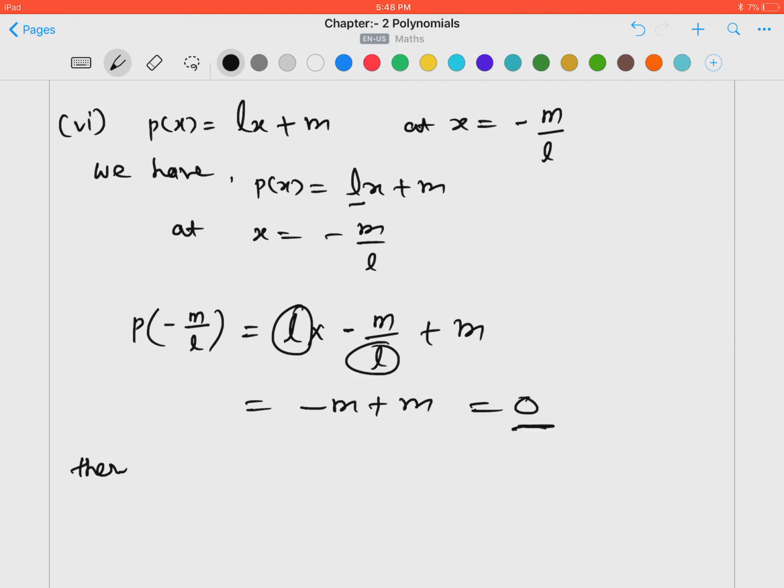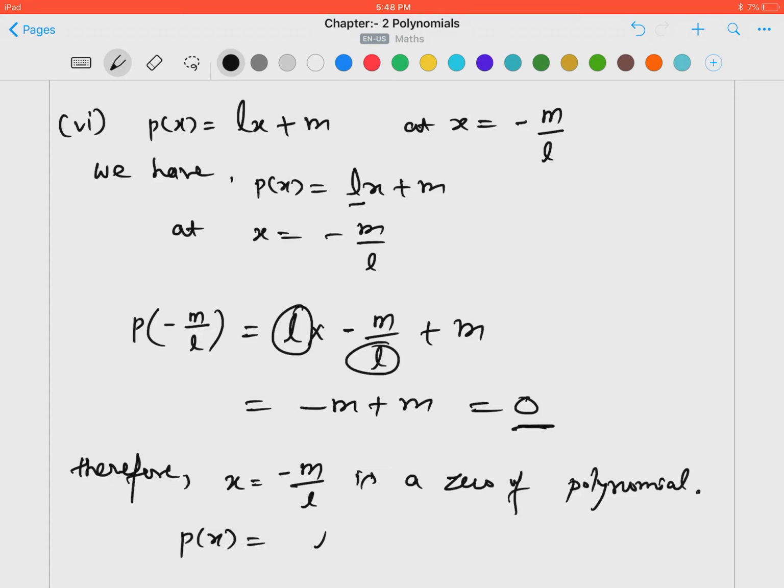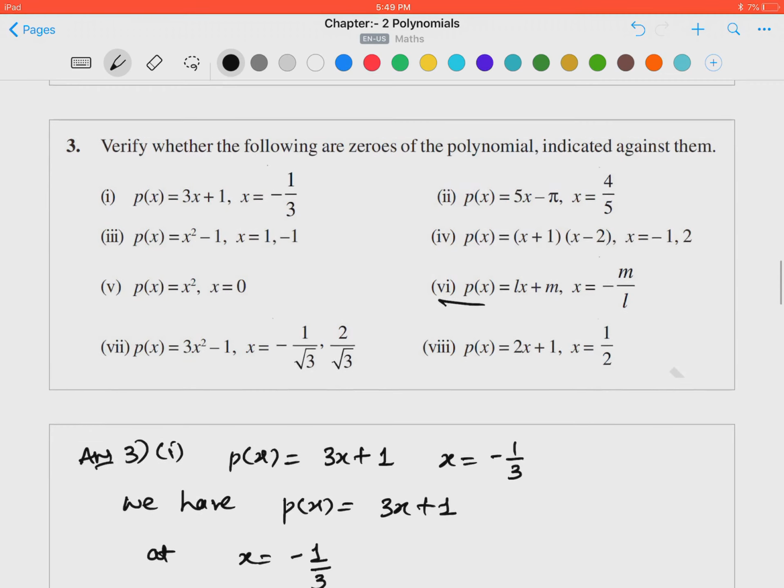So, therefore, x equals minus m by l is a zero of the polynomial p(x) equals lx plus m. So that's our answer for part 6. Now we'll do one more part, which is part 7.